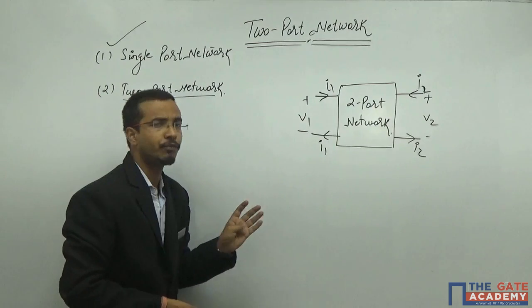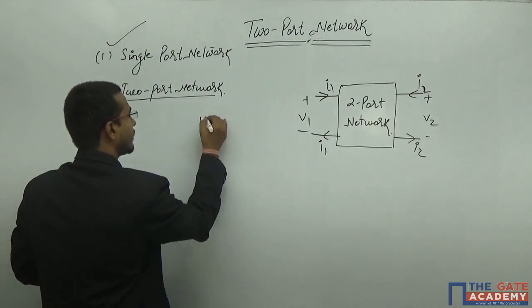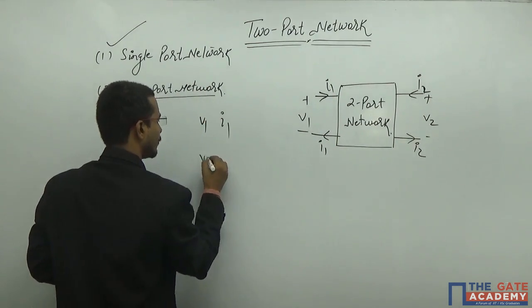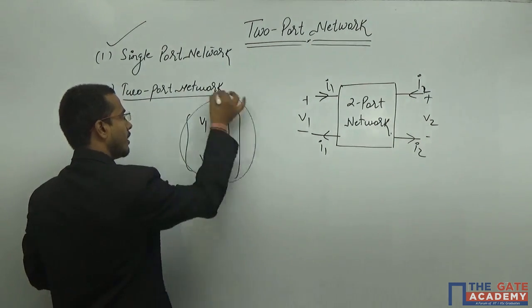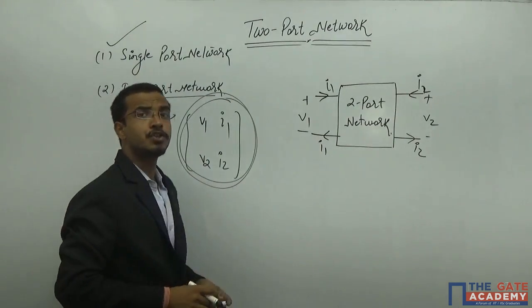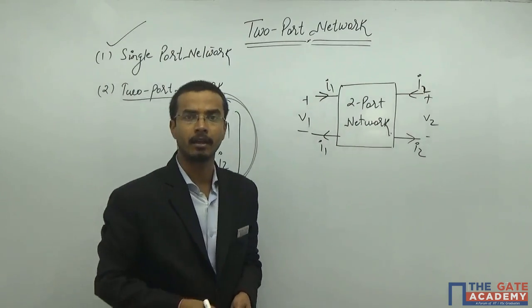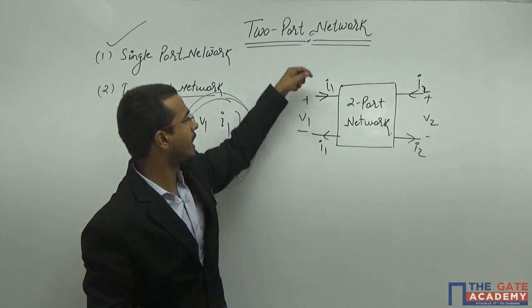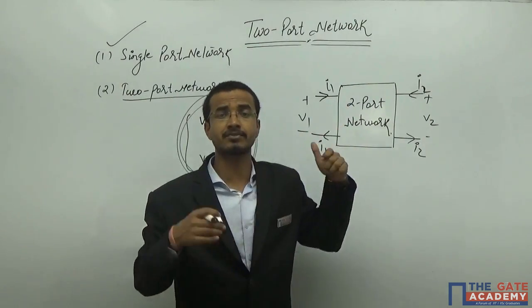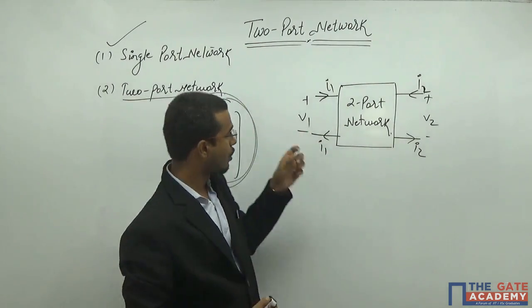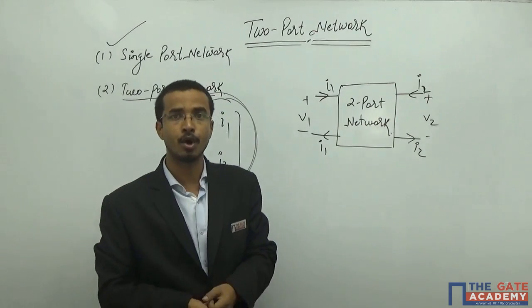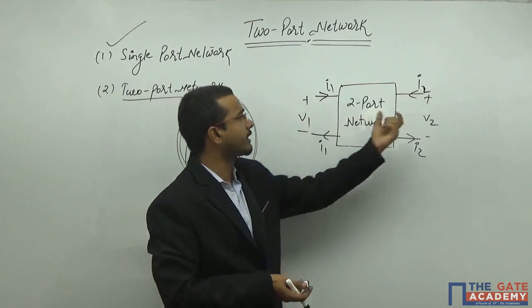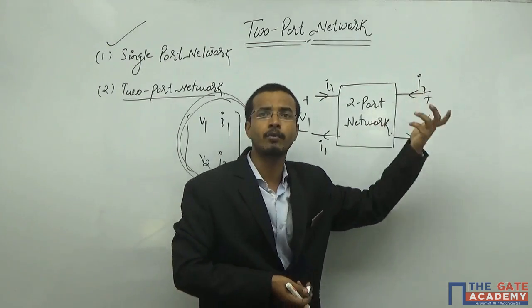That means here you have four terms: V1, I1, V2 and I2. These are the four quantities you have, and you have the freedom to choose which to apply. That means either I will apply I1 and I2, that means current sources at both terminals, or V1 and V2, voltage sources at both terminals, or a voltage source here and a current source there, and vice versa.